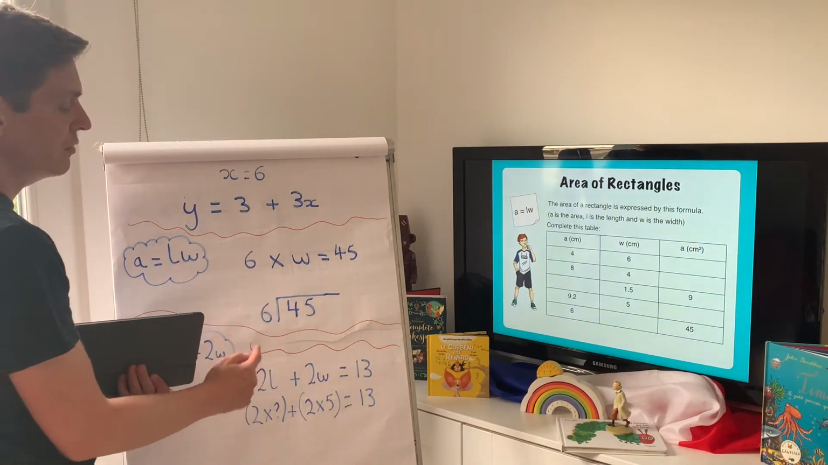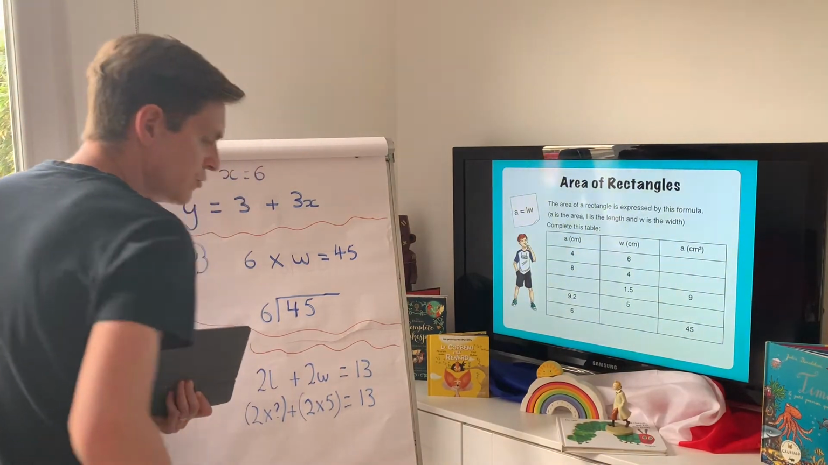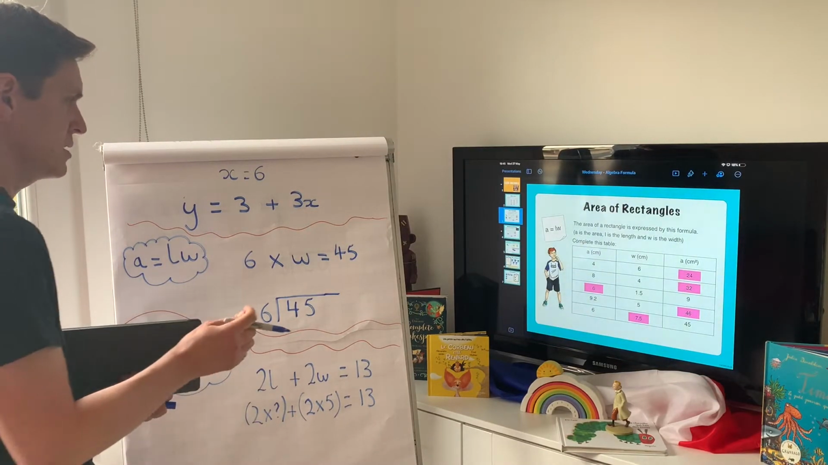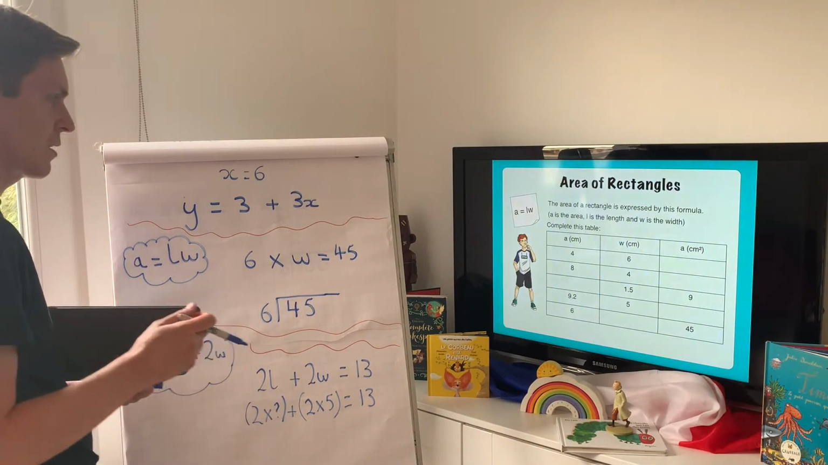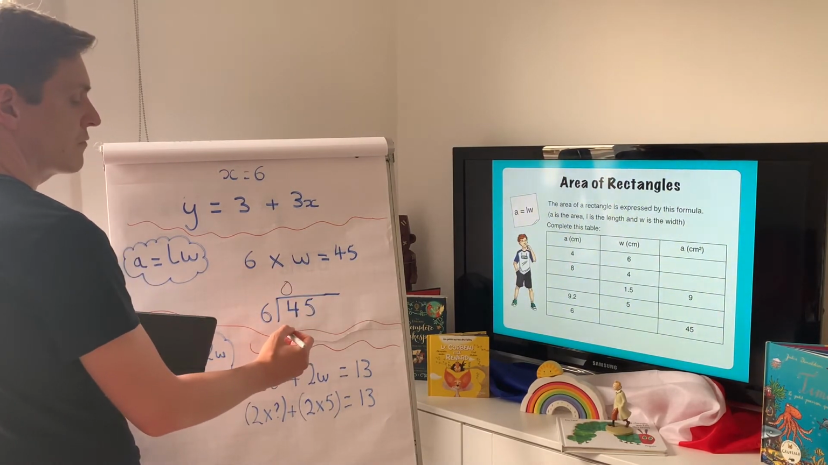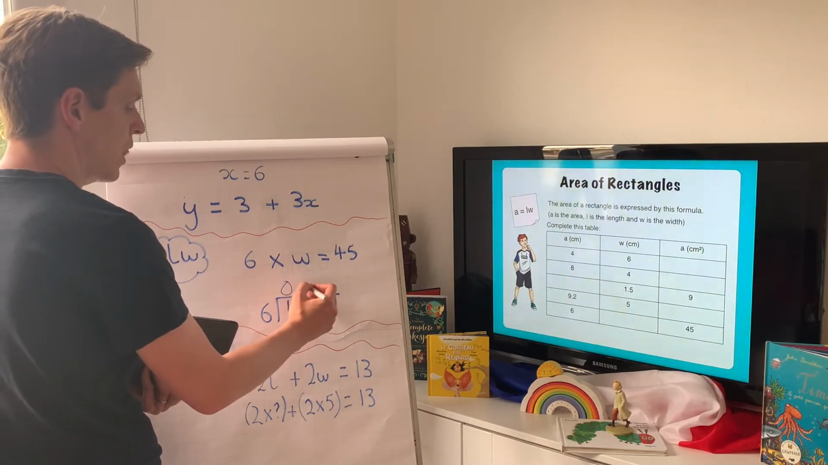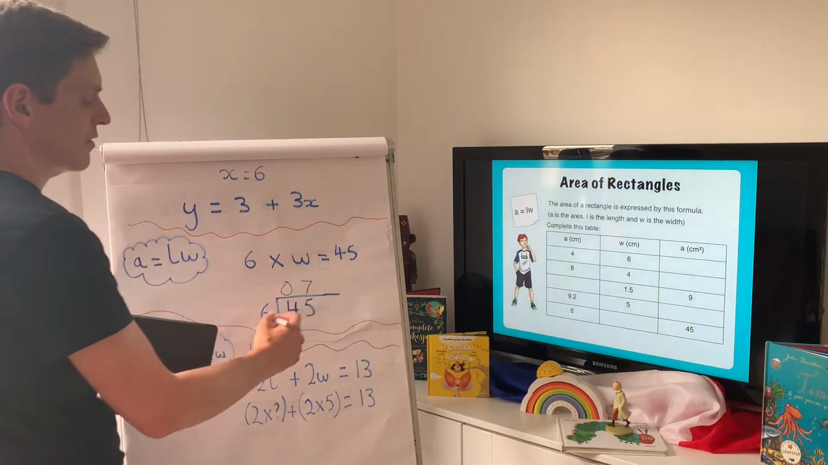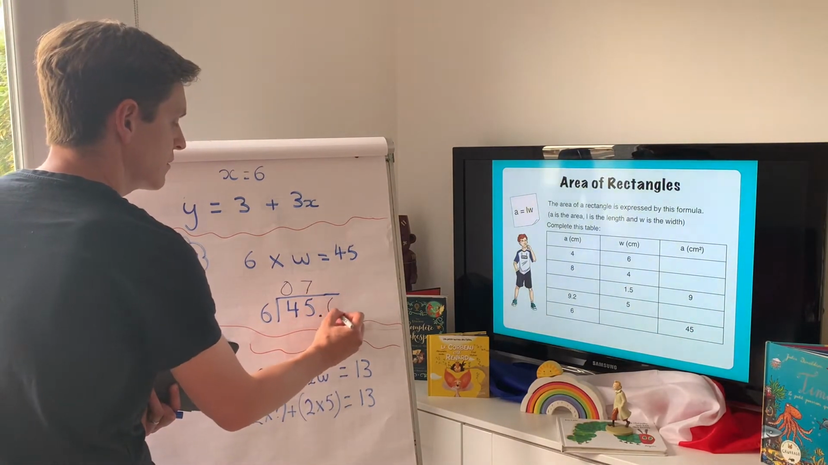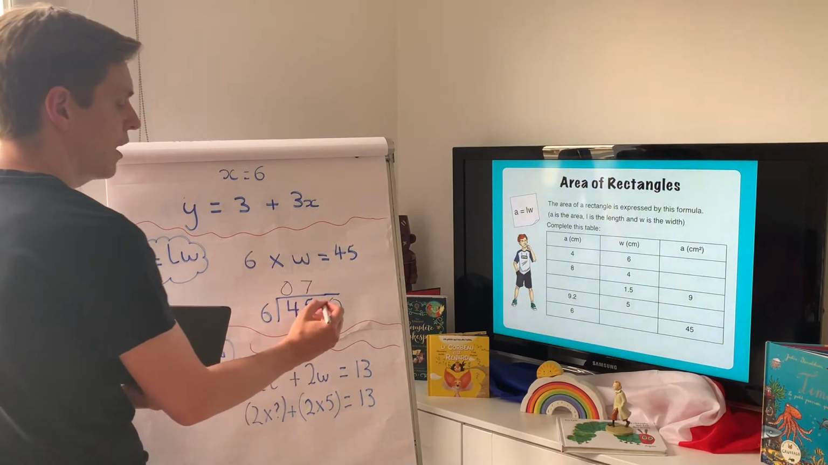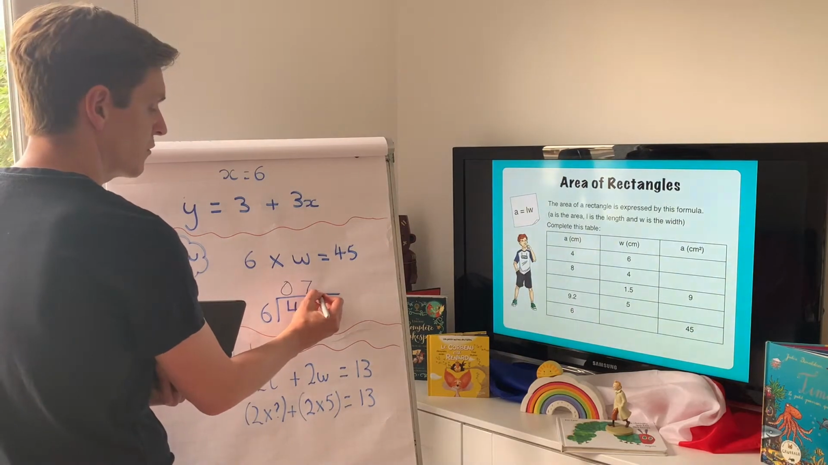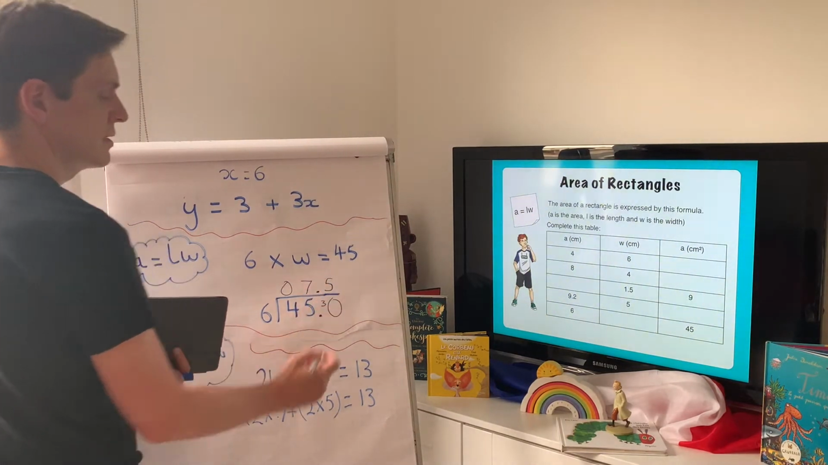So what I can do is just go ahead and do my usual method, and I'm going to fill it in. 6 into 4 won't go, but 6 into 45 I know goes, quick maths here, 6 times 7 is 42, and I've got a remainder, so what I'm going to do is extend it. 6 times 7 is 42, I've got 3 left over there, so 6 into 30 goes 5 times, so my answer is 7.5.